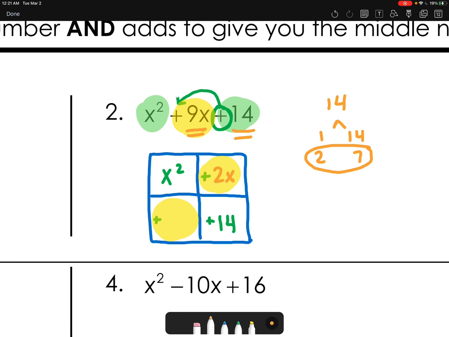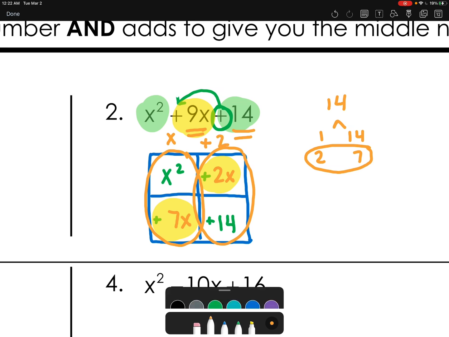So I'm going to put 2x in one spot and 7x in the other spot. It doesn't matter which one goes where. Okay? And then I'm going to look at my columns and see which goes in each spot here. I'm looking, x squared and 7x have an x in common. And then 2x and 14 have a 2 in common. That's their GCF. Now I'm going to look across.